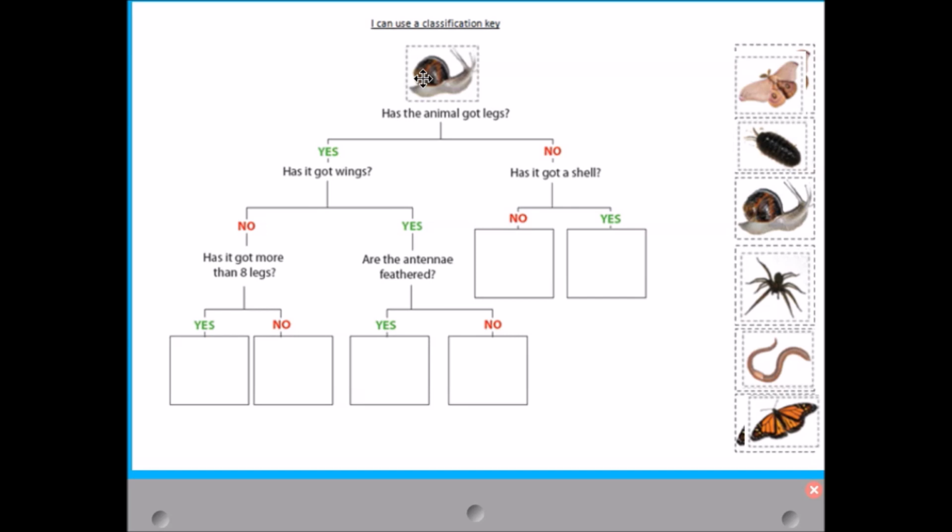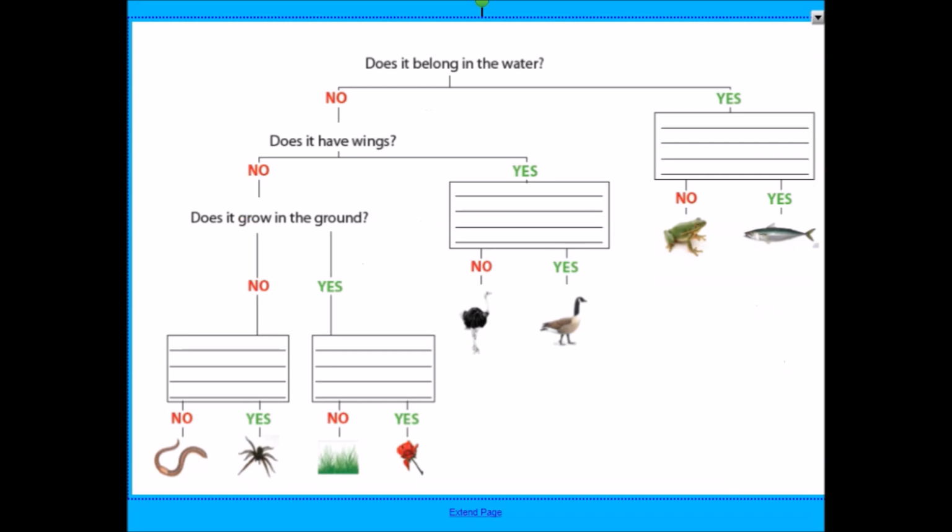Has the animal got legs? No. So we're going to go over to this branch of our classification key. Has it got a shell? Yes. So therefore the snail lives in this box just here. Okay, so that is just activity 1. I'm going to leave that one to you because it's very simple for you to complete, and we'll look at activity 2.